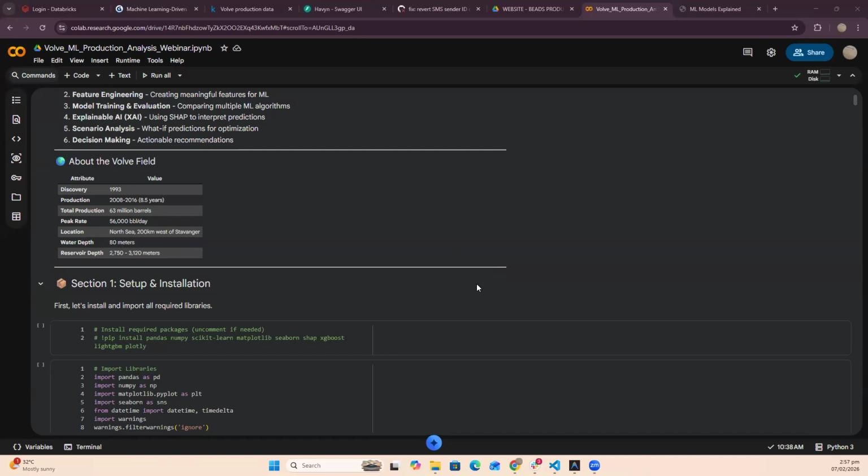Okay, so I've sent the link to the chat. I made it comprehensive so that everyone can follow, even if you are not a programmer or you've never touched code before.